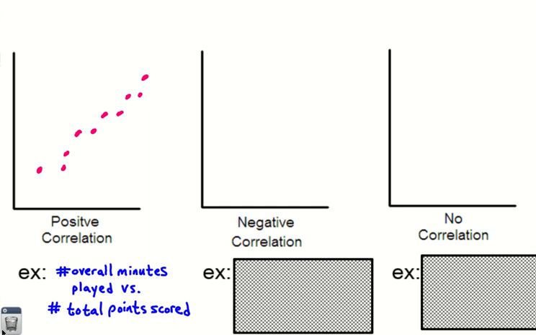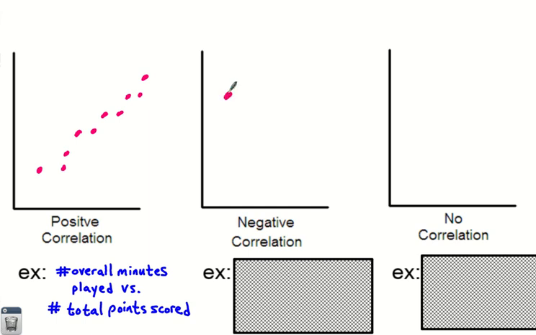I would think number of total points scored. So these two variables have a positive correlation because they would increase together, but they would also decrease together. Like the less minutes LeBron plays, the less points he scores, and the higher minutes he plays, the higher points scored.